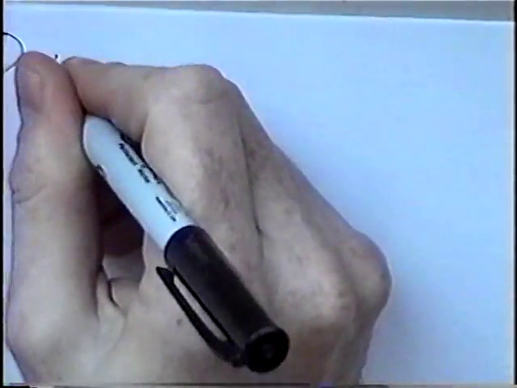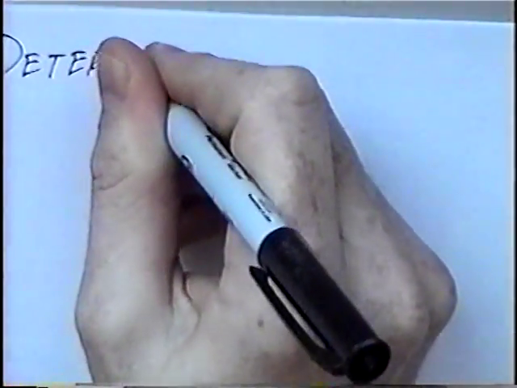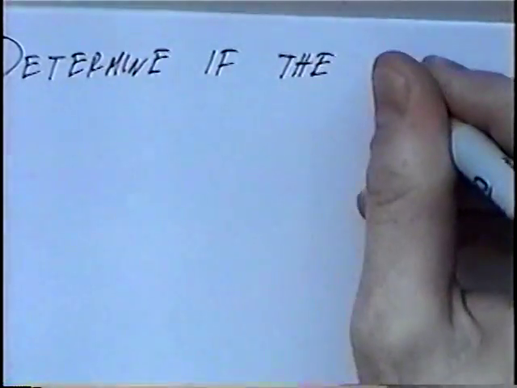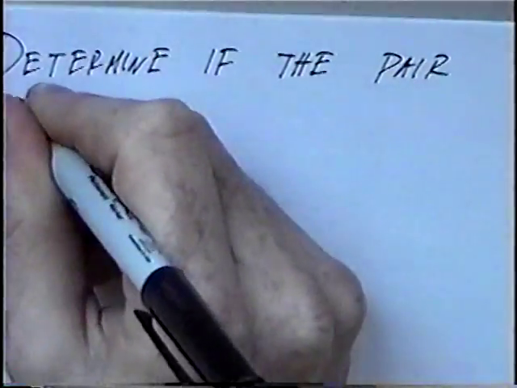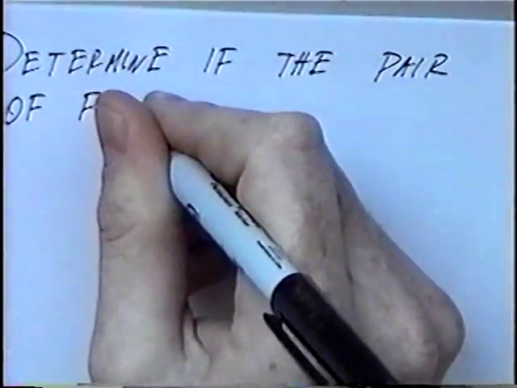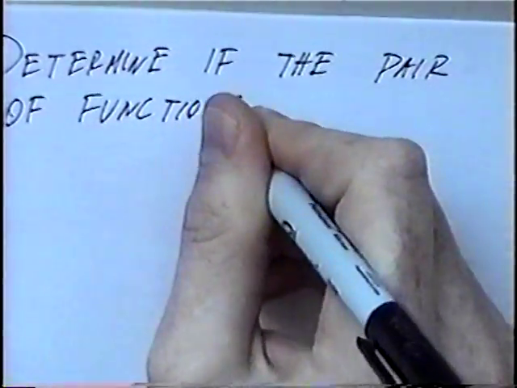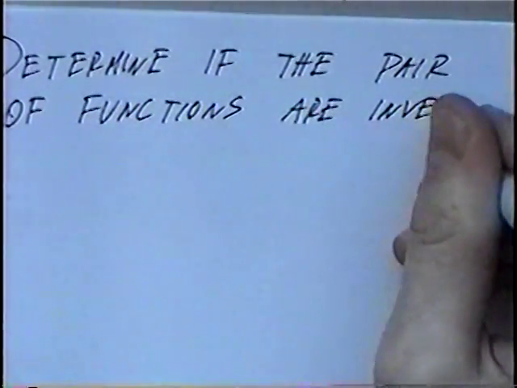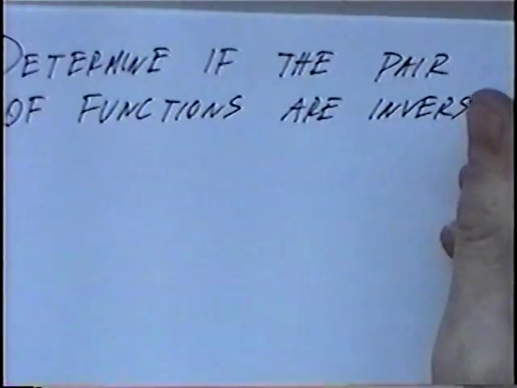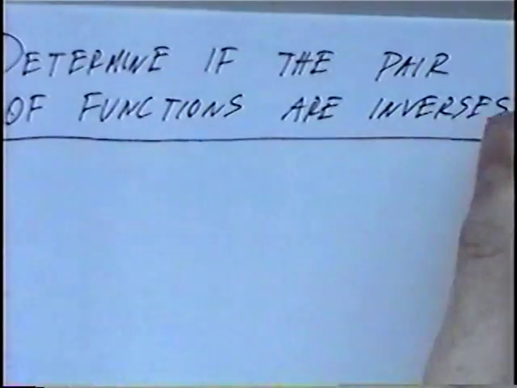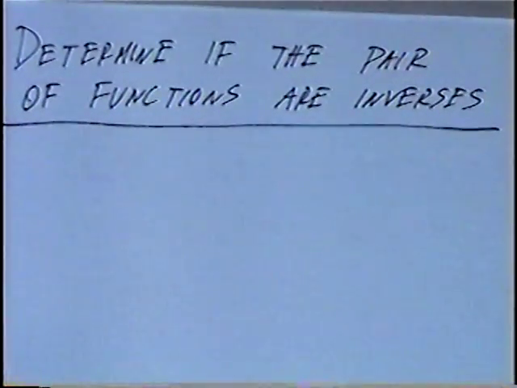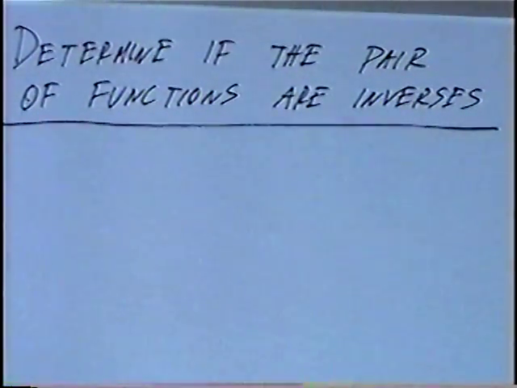Title of the last section today is determine if the pair of functions are inverses. In this section we'll have two functions, and we'll determine if both functions are inverses of each other.